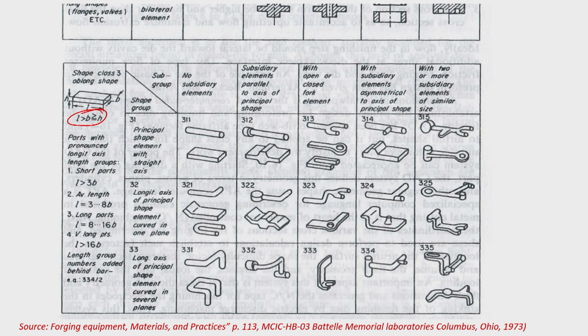Example is the principal shape element with a straight axis like this. You have a rod where the length is much higher than the diameter without any subsidiary element, or a rectangular block, plate or whatever it be. So, that is also the simplest among this case, but in that if there is a subsidiary element here, then it becomes difficult, complexity is there.